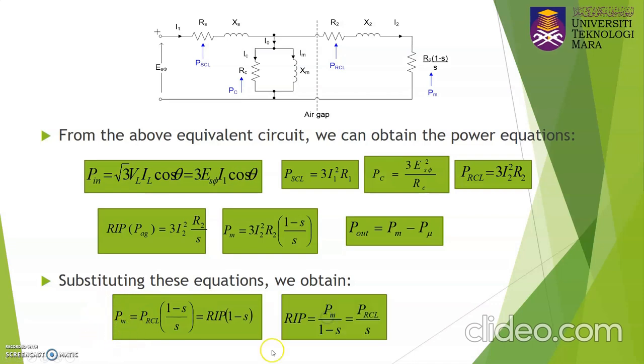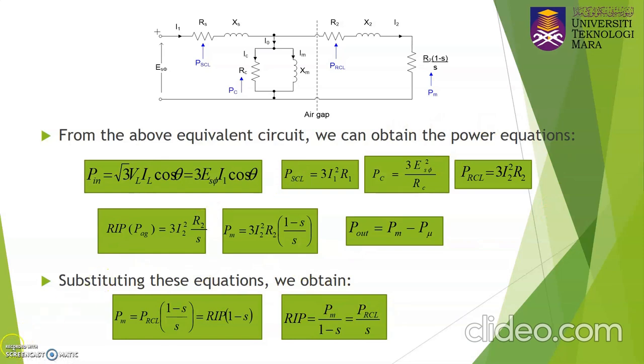And then, based on this equation, you can also rewrite it as PA gap equal to PM divided by 1 minus S, or PA gap equal to PRCL divided by S. So this is an alternative equation based on the above power equations.